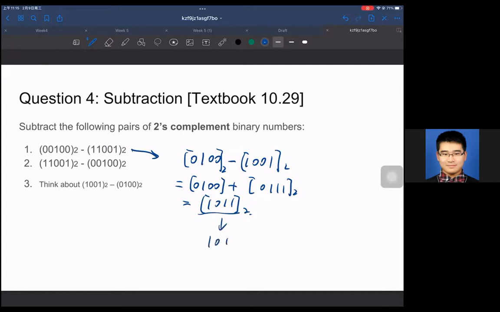1, 0, 1, 0, 1, 1, 0, 1. It's going to be a minus 1, 1. 1, 1 is 5. Minus 5. You see what happens here? What do we call it? Overflow. So that's something you need to be cautious of.